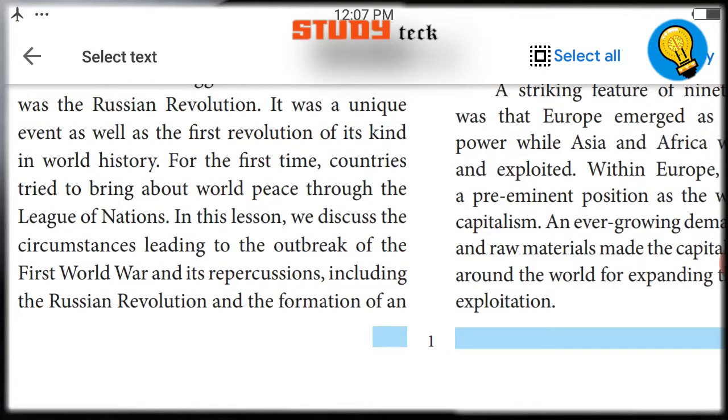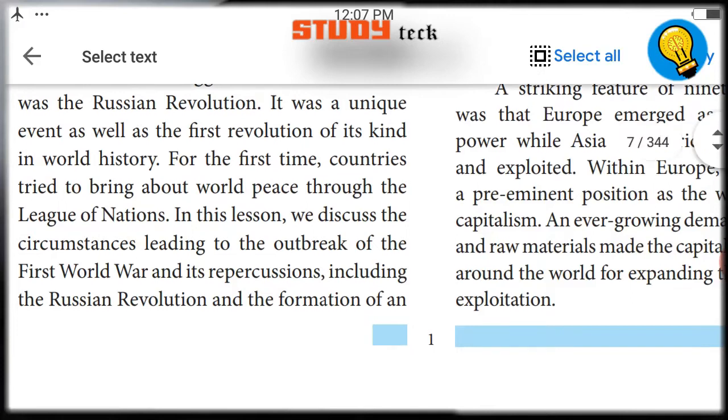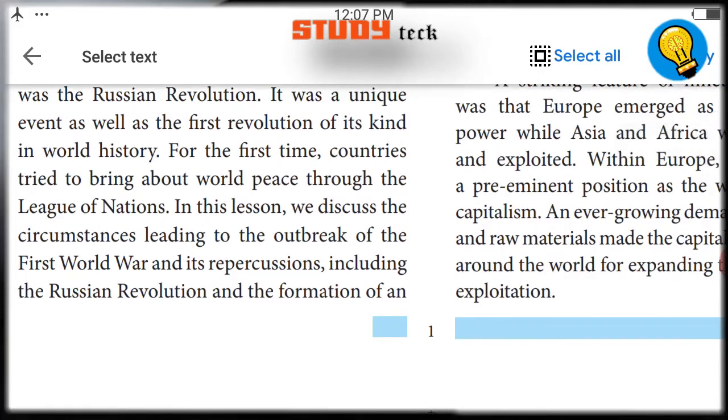The countries tried to bring about world peace after the World War. They formed the League of Nations. They wanted world peace, and in that case they formed the League of Nations.